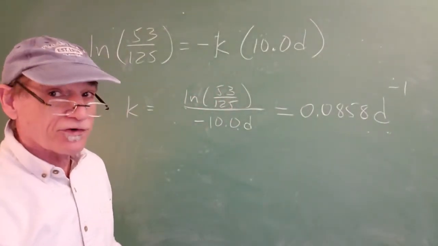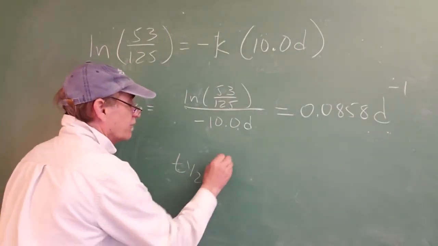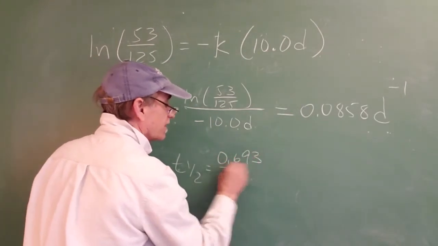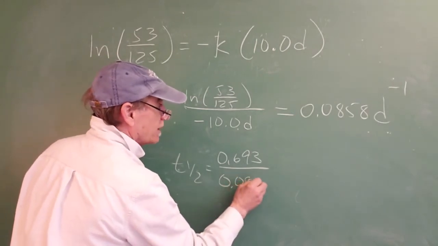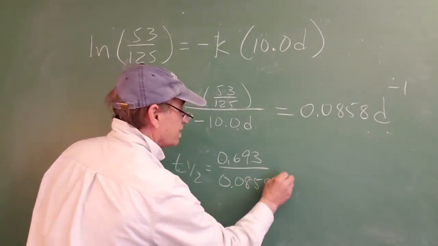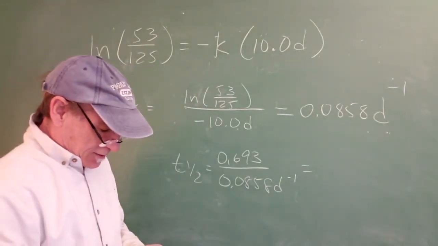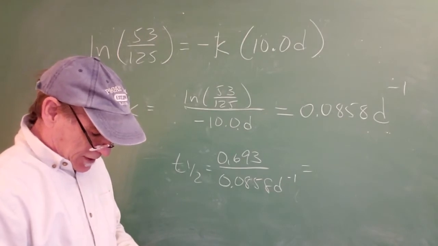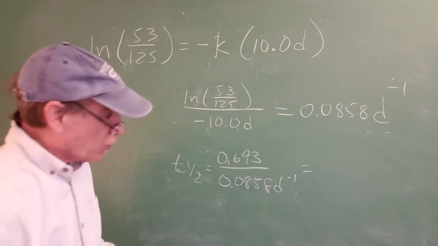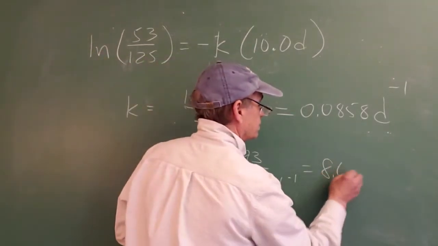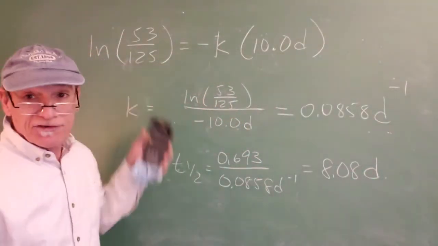All right, so we solved for K, the decay constant. One more step should give us the half-life. This is 0.693 divided by K. In this case, the K value is 0.0858 days to the minus 1. So let's do that. 0.693 divided by that. I ended up with 8.08 days as the half-life of the iron-59.